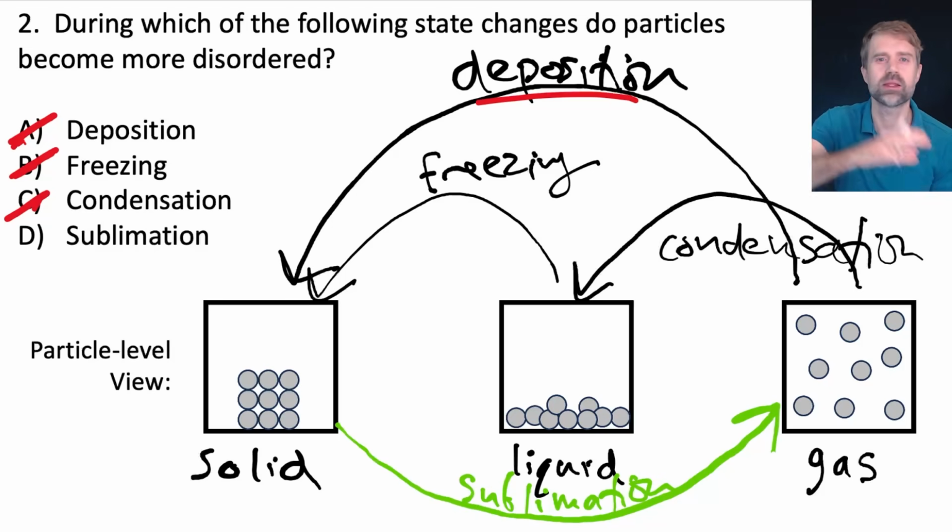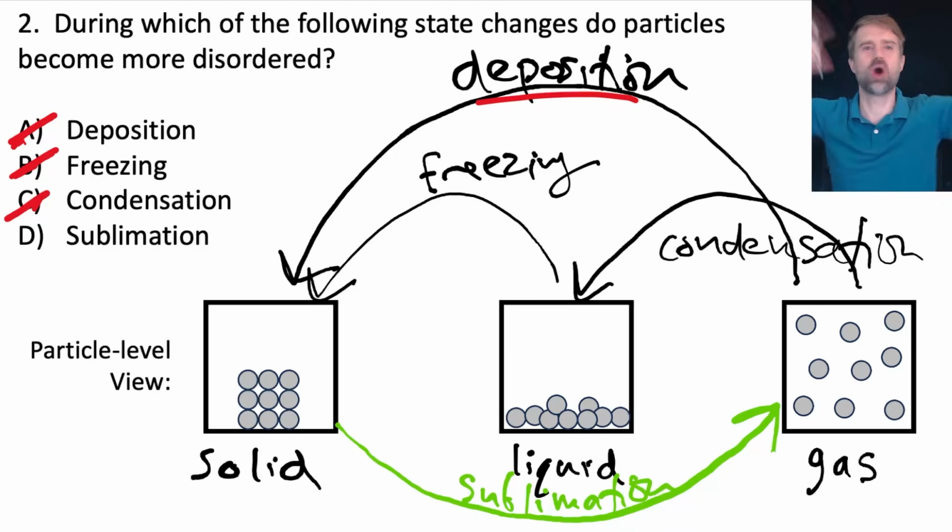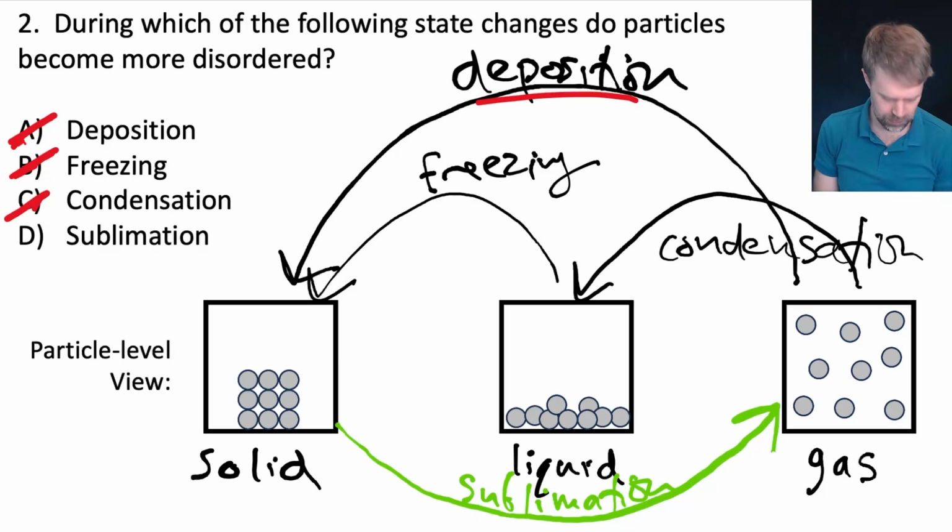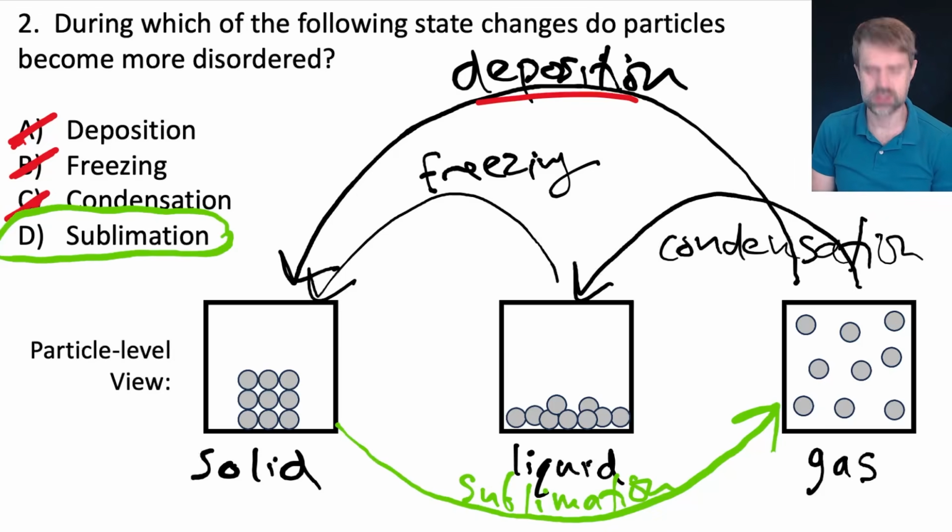This isn't like the solid melts and becomes liquid, then the liquid becomes gas, vaporization. No, this is solid, shoop, directly to gas. What happens to the disorder? Disorder goes up crazy, right? Organized solids, very nice all together. Boom, gas all over the place. Crazy disorder. So that is why the correct answer here is sublimation.